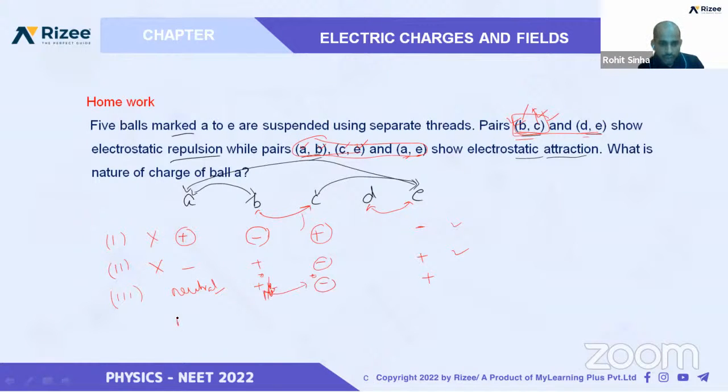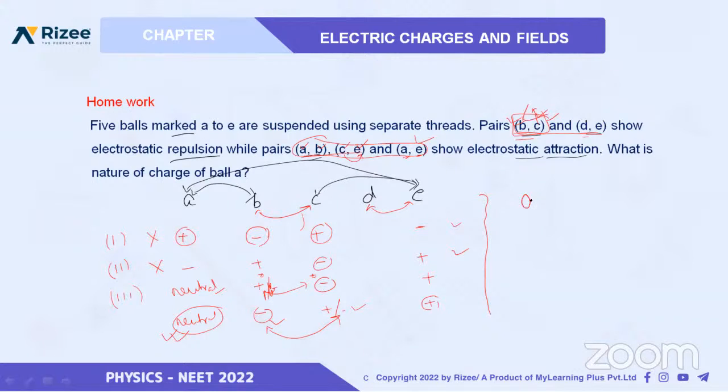Let us assume that A is neutral, and B is having negative charge. Possible. Also, C is having a positive charge. Possible. C is having positive charge, and C and E show attraction. That means E should be a negative charge. Now B and C, are they having same charge? Yes, possible. So we will say that neutral is possible case for our answer, because in this case it is possible and it satisfies the relation.